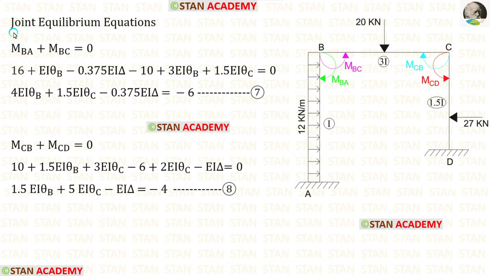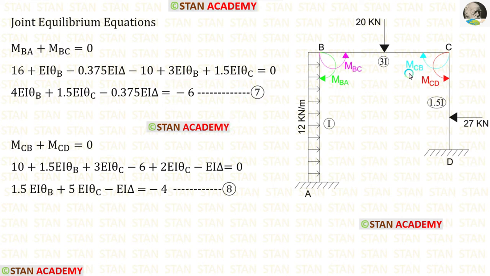Now let us make the joint equilibrium equations. In the joint B, there are two moments, MBC and MBA. When we add both of them, it will be 0. We have already made the slope deflection equations for MBA and MBC. Let us apply them. Then let us add them and keep the numerical on the right side. Let us keep this equation as number 7.